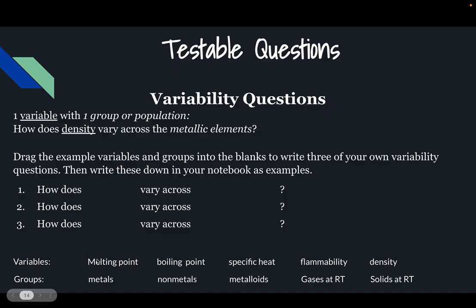So for example, you might put this variable of melting point into this question right here, and you might ask about the metals as a group. So your research question would be, how does melting point vary across the metals? And then choose a different variable in a different group or the same group, and so on until you have 3 questions that are great examples of variability questions. They will all have a variable that can be measured and a group or population that you'd be studying.